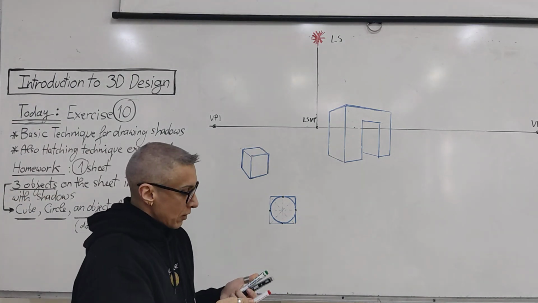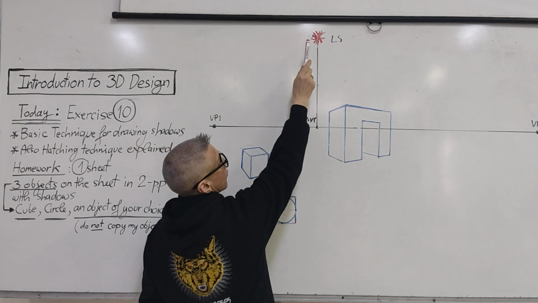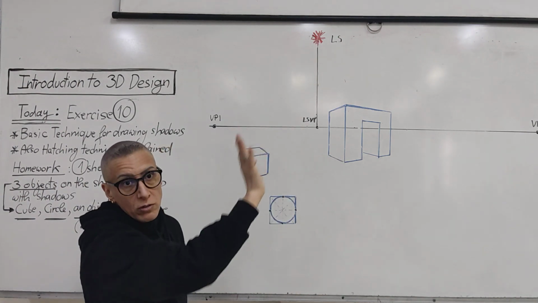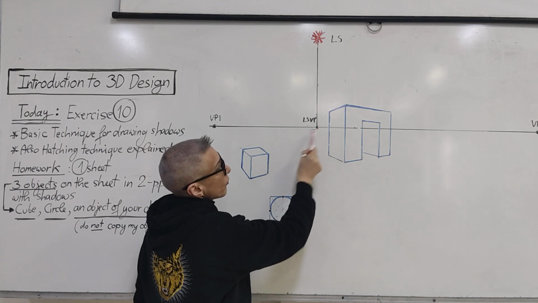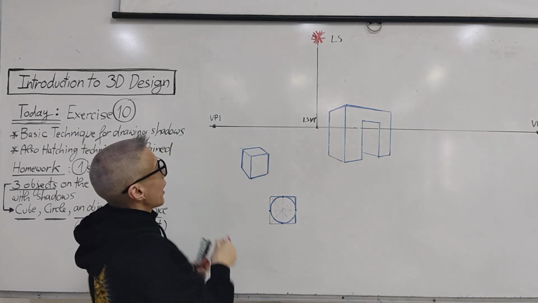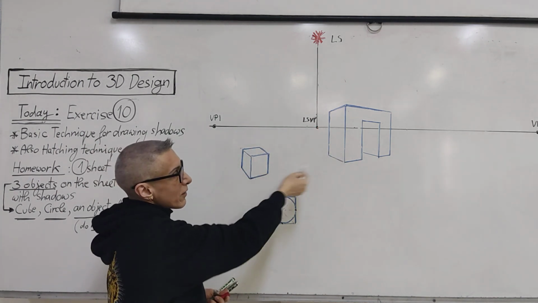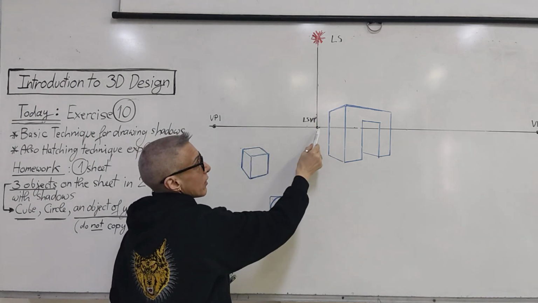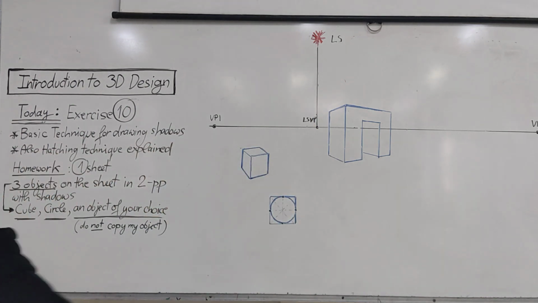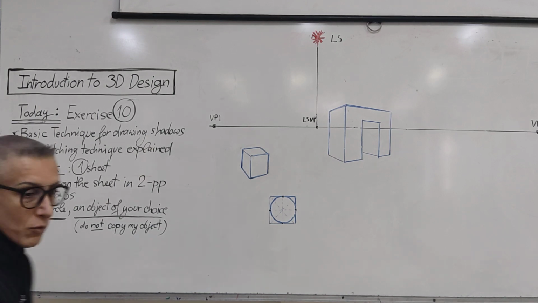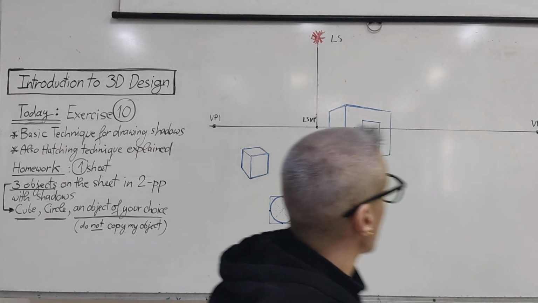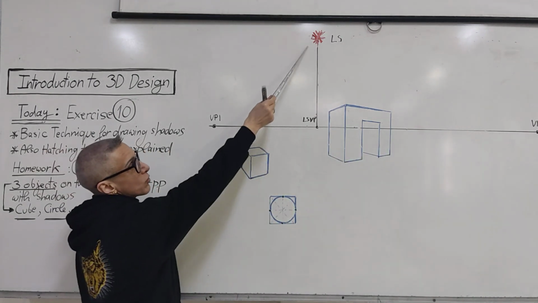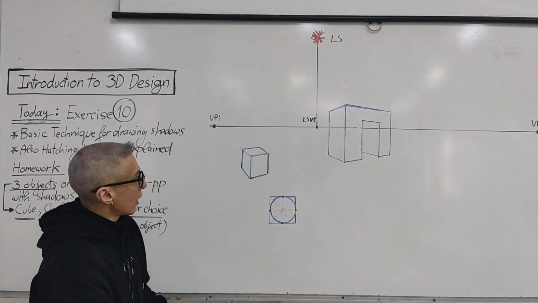So, let's see what is the rule. We have a light source. You choose the location where it's going to be. And we have a light source vanishing point. Like we have two vanishing points for the perspective, we have a light source and a light source vanishing point. So, now I will take a ruler and see how the shadow will look according to my chosen light source.